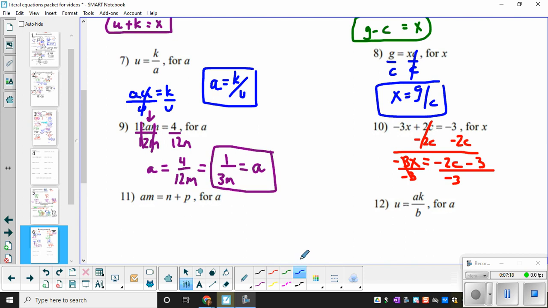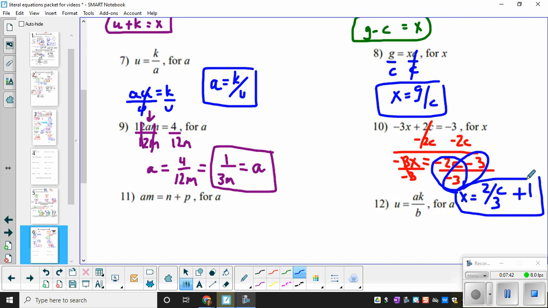So since you guys know the heart method, it's okay that I show you that the -2 over the -3 would become a 2/3 c. And here, a negative divided by a negative is positive, and anything divided by itself would be a 1, so this would be +1. So x here equals the 2/3 c and then +1. 2/3 c plus 1.